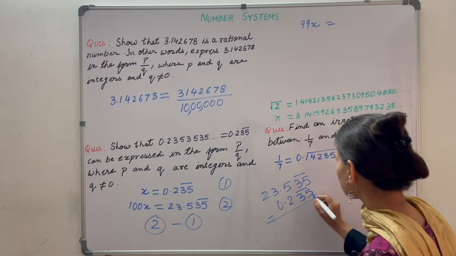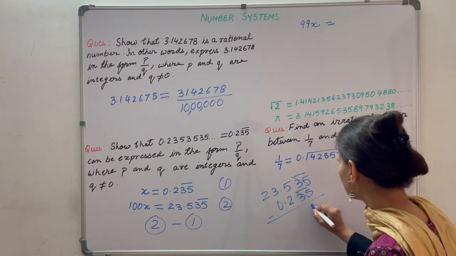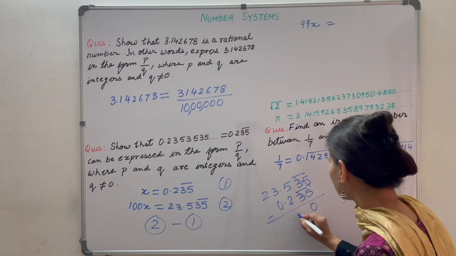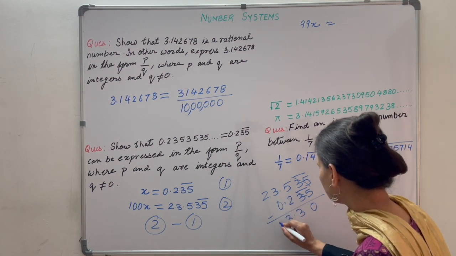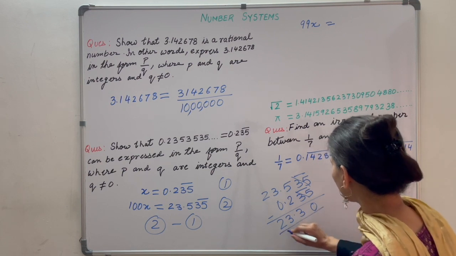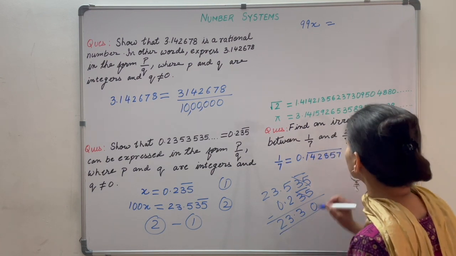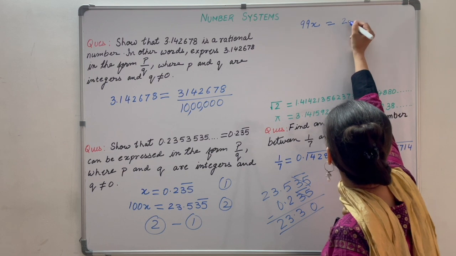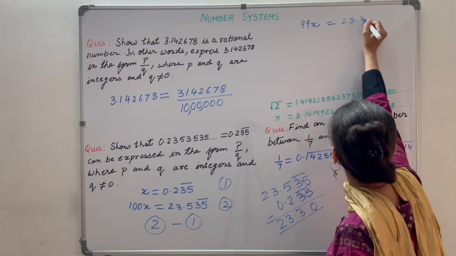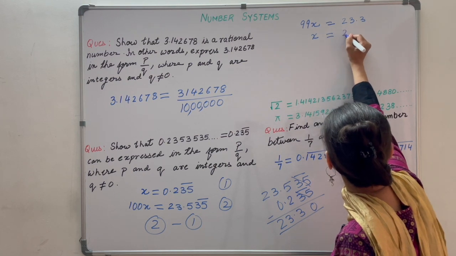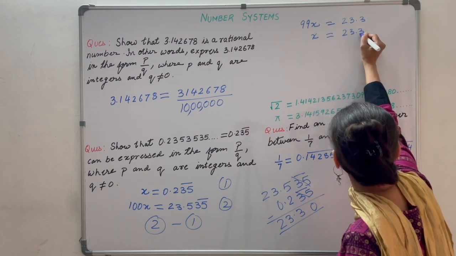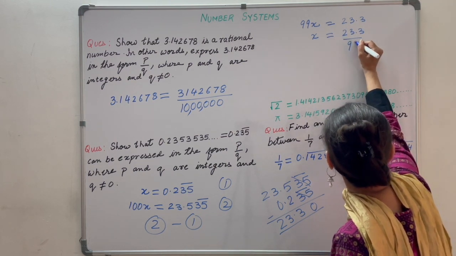When you subtract it, this will be cancelled, so you will get 0 here. 5 minus 2 is 3, and here you will get 3, and here you will get 2. So what will you get? 23.3. Now we will bring 99 to the other side. So here you will get 23.3 upon 99.